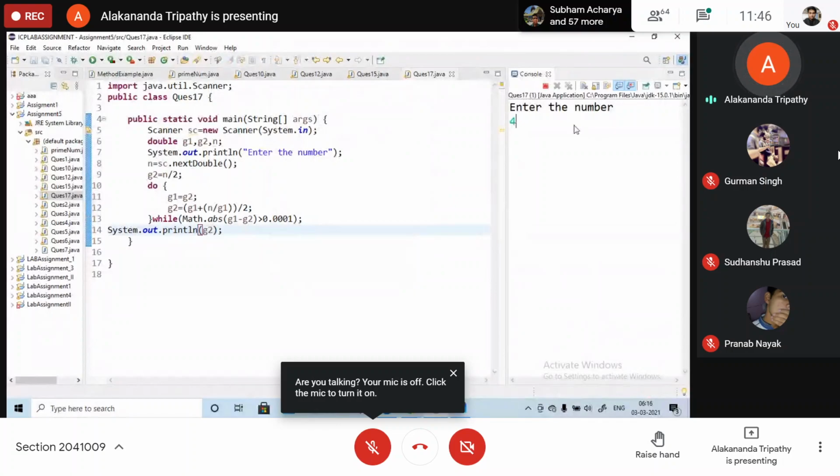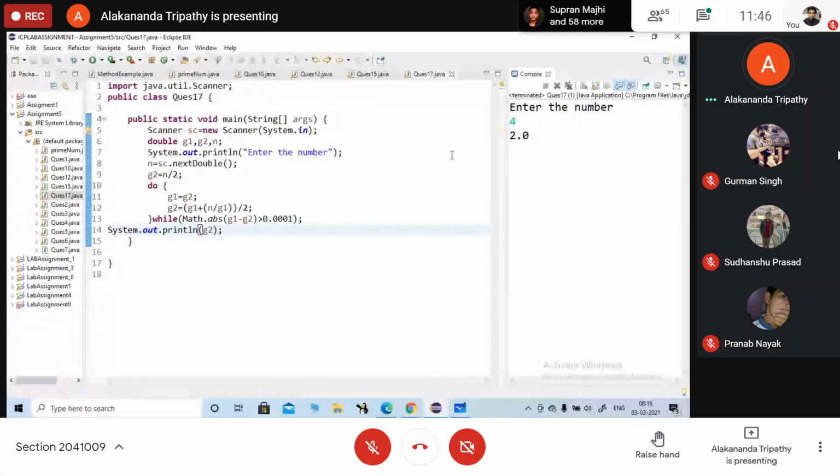Enter the number 4. What answer came? What is the square root of 4? 2. Okay. Again, 56. So what is the answer you are getting? Are you clear?